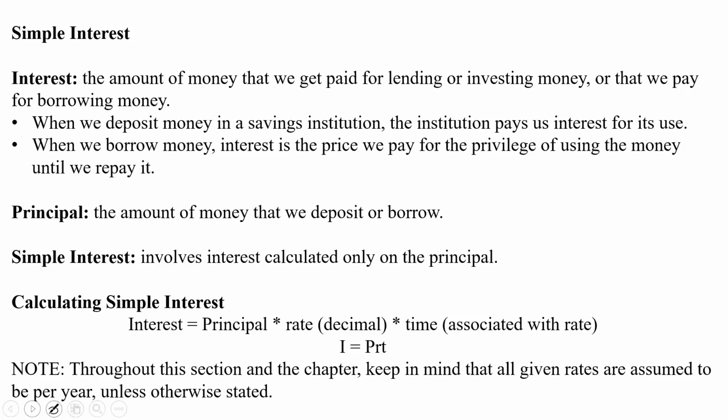Now, to calculate simple interest, it's just going to be equal to the principal, again, how much either we deposit or borrow, times the rate in a decimal format. So if you have a rate of 7%, that's going to be 0.07, times the time, basically how much time is associated with the rate. In this section, all rates are going to be assumed to be per year unless otherwise stated. So if they tell you so many months, you have to divide that number of months by 12 to get the fractional part of the year. We'll look at that here in a little bit too. But basically it's really simple. It's just I equals PRT. That simple formula is going to find us the interest.